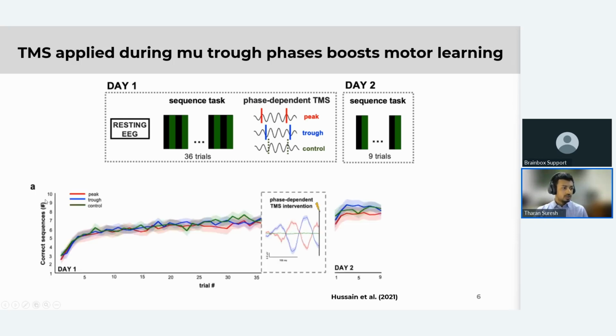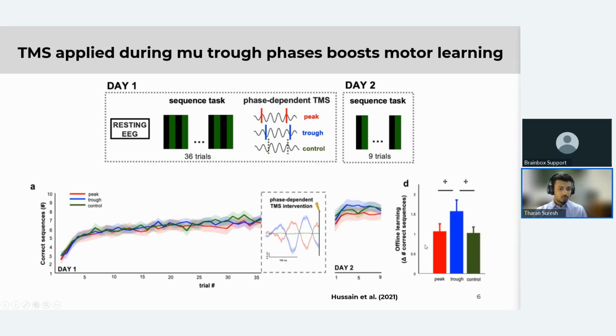So on day 1, participants from all 3 groups learned, or rather practiced, the task very similarly. Here you can see the number of correct sequences along the y-axis and the trial along the x-axis. You see that when they start, they have fewer correct trials, and eventually by the end of the learning session, they are all around 7 to 8 correct sequences. After which they receive mu phase dependent stimulation, here around 1,800 pulses at 1 Hertz rate.